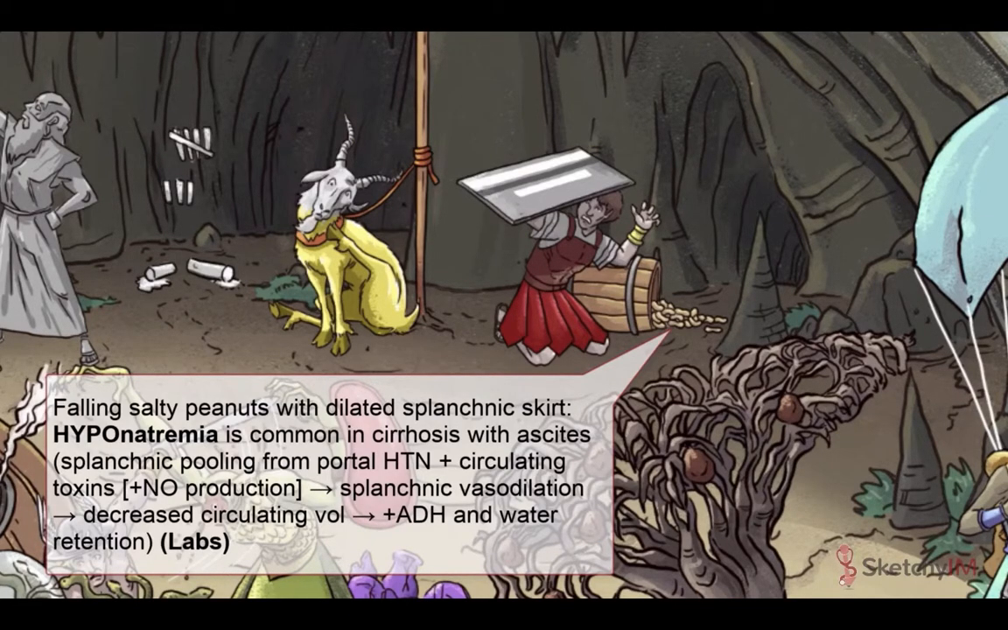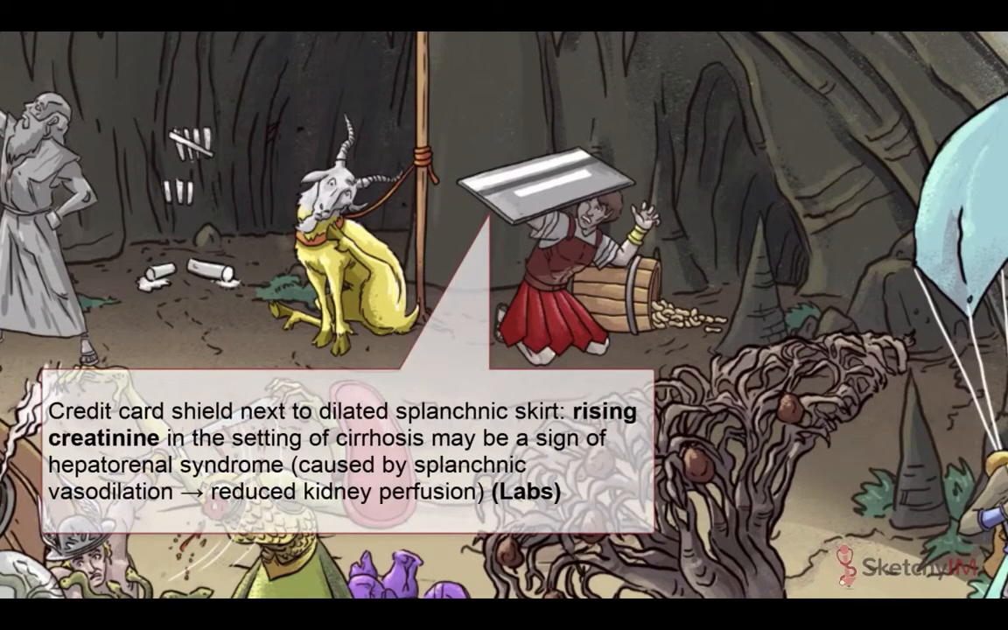Hyponatremia, here we come. Also, check that creatinine, which, it's sketchy, is symbolized by a creatinine credit card. Or credit card shield in this case. A rising serum creatinine is a sign of hepatorenal syndrome, thought to be driven by the mechanism just described. Splanchnic vasodilation means decreased perfusion of the kidneys and a rising creatinine. Hepatorenal syndrome is a diagnosis of exclusion, however, so all the more common causes of azotemia must be ruled out first.